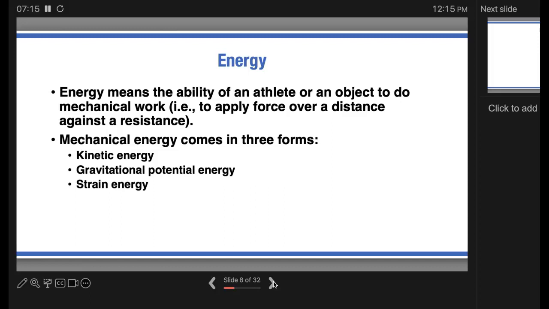And then you'd have strain energy, which we'll talk about later. Strain would be potential, like the more you pull on the arrow.